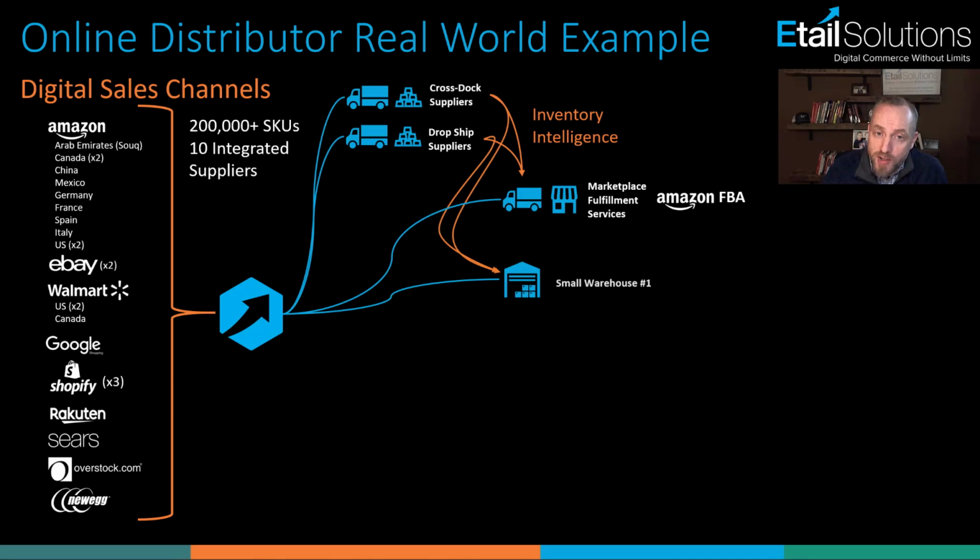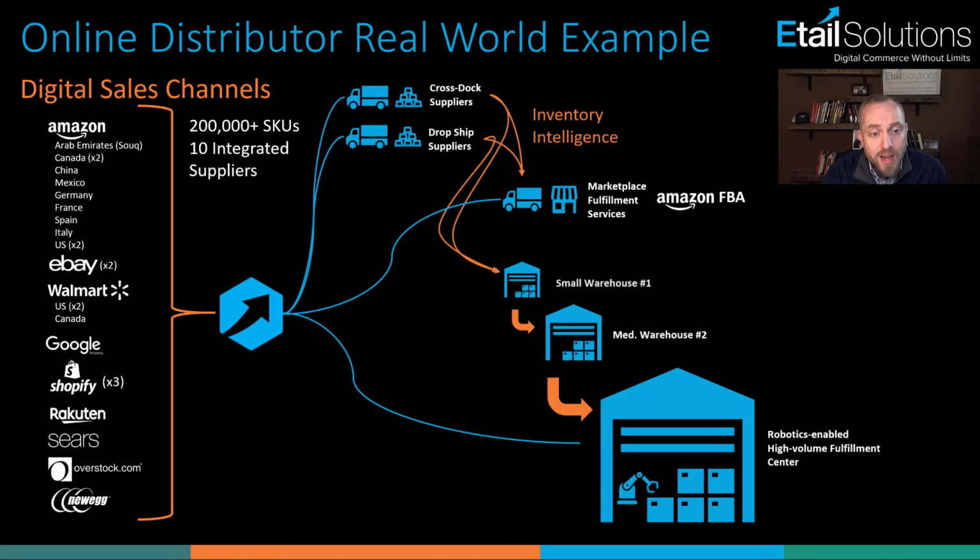Now, that small warehouse didn't last for very long. They quickly outgrew it, and they upgraded to a slightly larger warehouse and quickly outgrew that. And ultimately, they made a major investment in a DC, and they've installed a robotic system to help them do incredible volume in terms of their picks and their ships every single day.